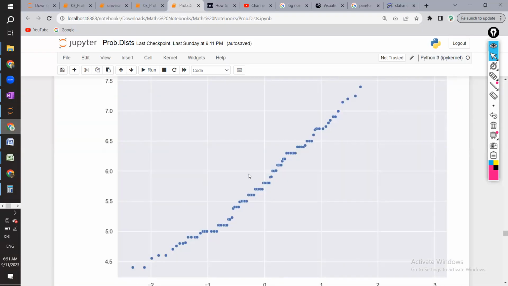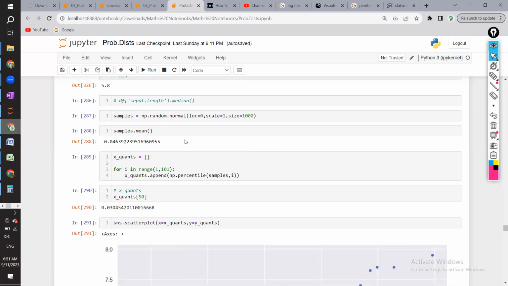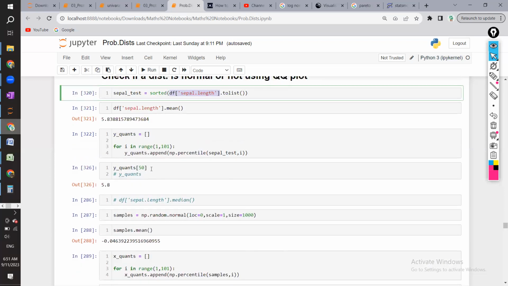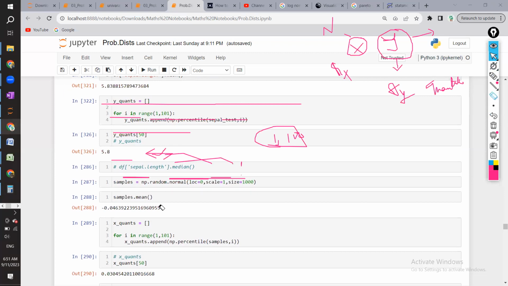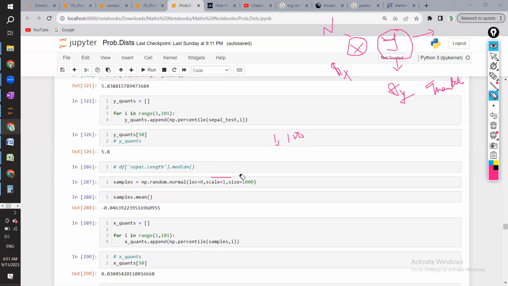Where are we? Yeah. So now what did we do? We have calculated the quantiles of our sepal length. Next, one is our y. Y is our test data set. And the other thing is an x data set. This is x. This is a normal distribution. We'll take it as a normal distribution.